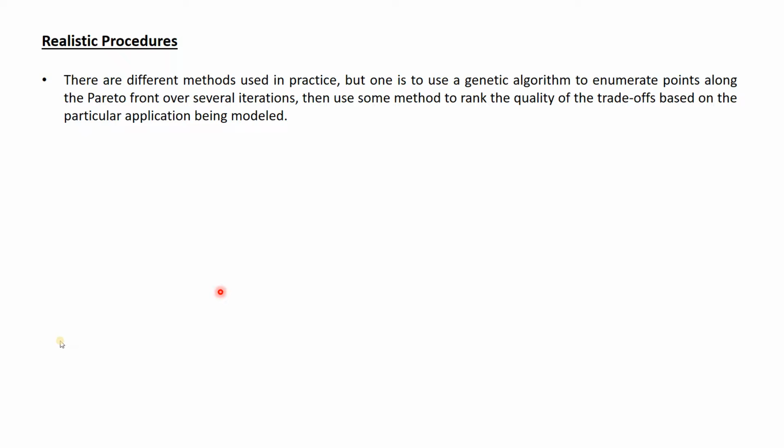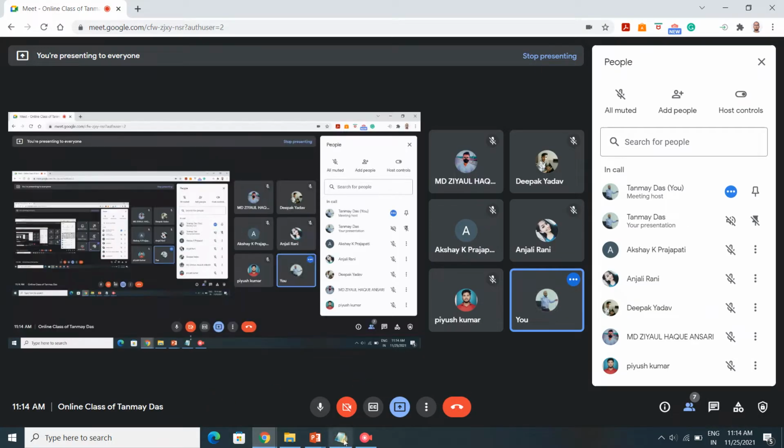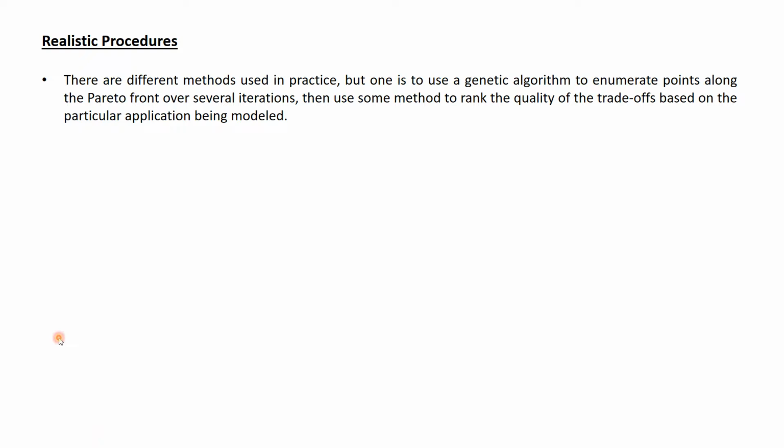Now the limitations. Basically the realistic procedure is that there are still limitations in the Pareto optimality technique. There are different methods used in practice, but one is to use a genetic algorithm to enumerate points. Basically this Pareto front is our objective. Our objective is to find the Pareto front. The Pareto front can be determined by different algorithms or techniques. So a genetic algorithm can be used to find these particular points.